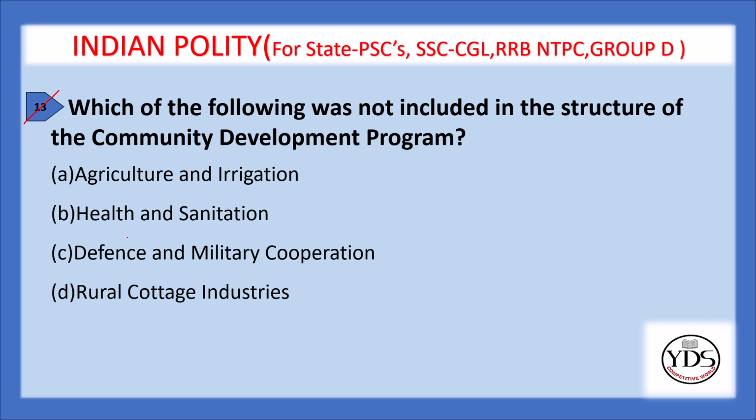13th question. Which of the following was not included in the structure of the Community Development Program? Option A. Agriculture and irrigation. Option B. Health and sanitation. Option C. Defense and military cooperation. Option D. Rural cottage industries. Option C. Defense and military cooperation is the correct answer.